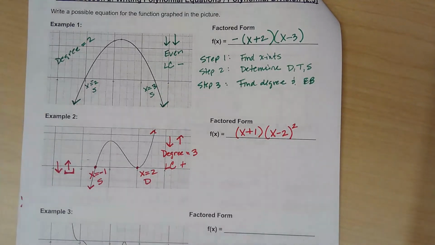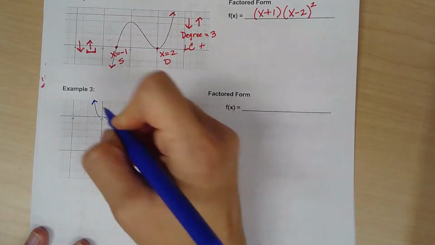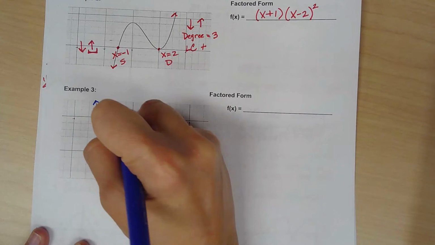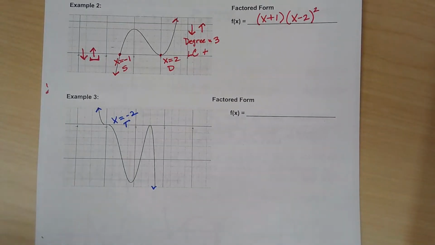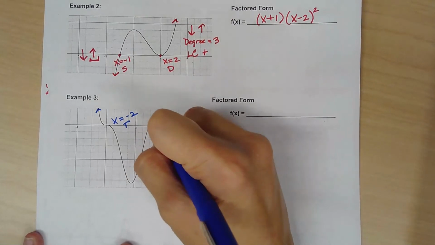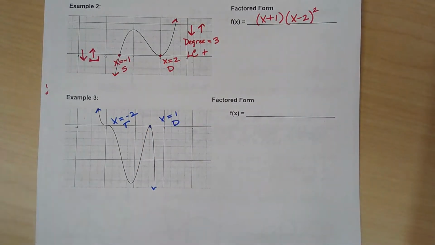All right, so the last one. A couple things I'm noticing. Again, look at your x-intercepts. I got -2. This appears to be a triple. See how it waves or curves through there. I have x equals 1, and it's bouncing off my graph, so it appears to have a double.